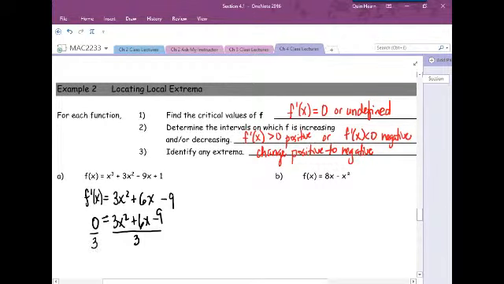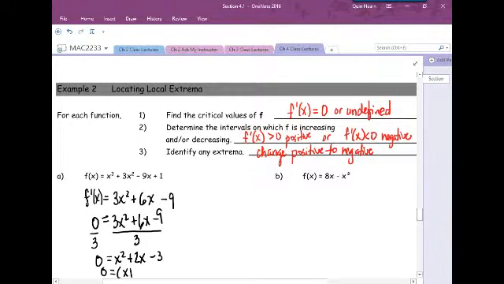Okay, so 0 equals 3x squared plus 6x minus 9 is a quadratic equation. We can use factoring or the quadratic formula. I do notice that all the coefficients have a factor of 3 in common, so let's make our number smaller. So I'm going to divide both sides by 3. So we're going to get 0 equals x squared plus 2x minus 3.